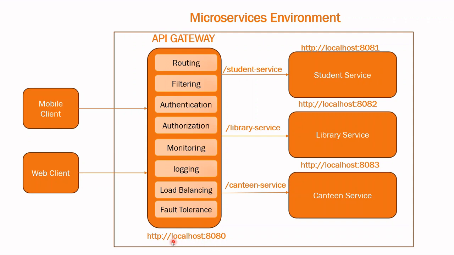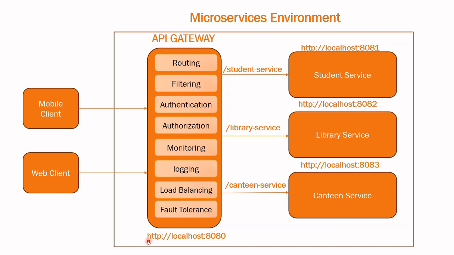And if you want to hit the student service, you have to provide this URL with your API gateway URL. Like, if you want to hit the student service, you can do localhost colon 8080 slash student service. If you want to hit the get API, then slash student service slash get student API.